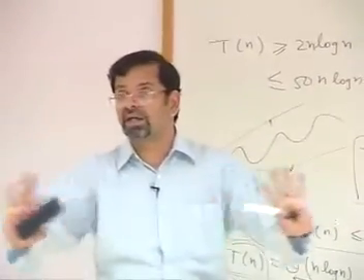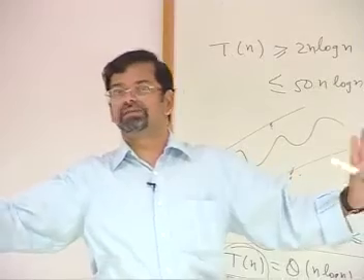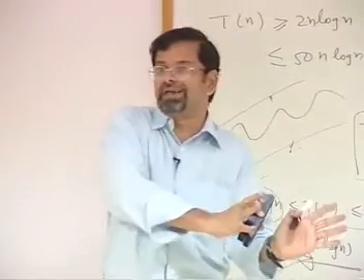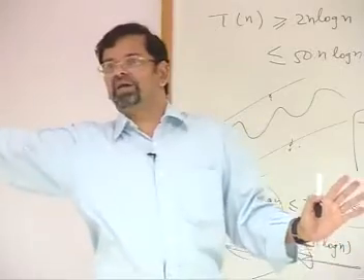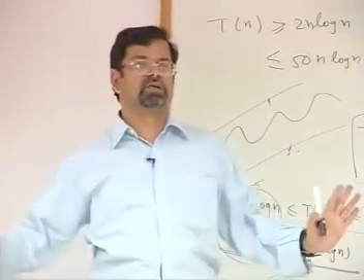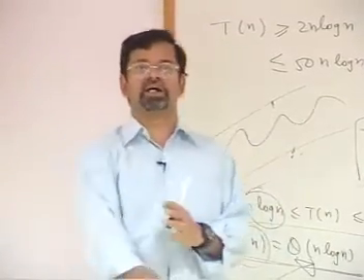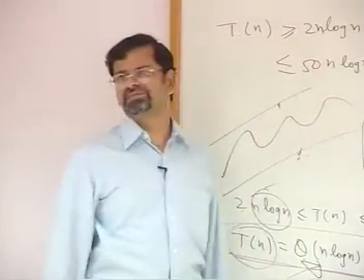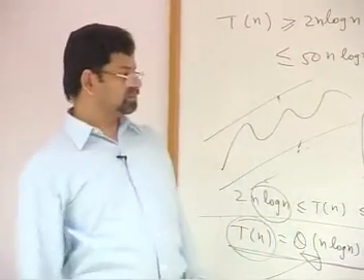Now you can't say anything exact about T(n). You can say that the growth rate of T(n) is in between n log n and n². That's all you can say. So you can't put that in theta notation or anything. You can put that in big O notation.